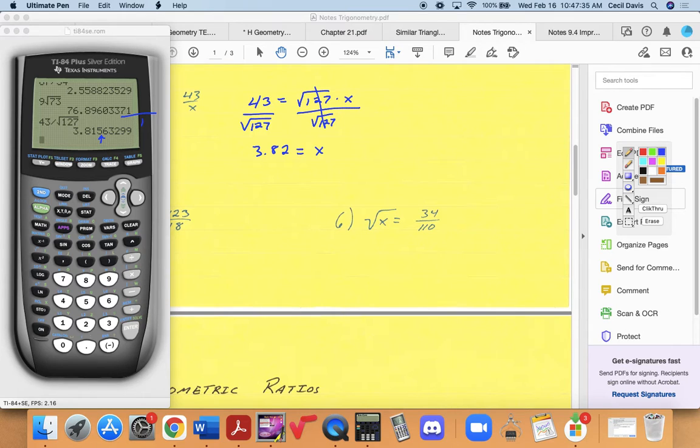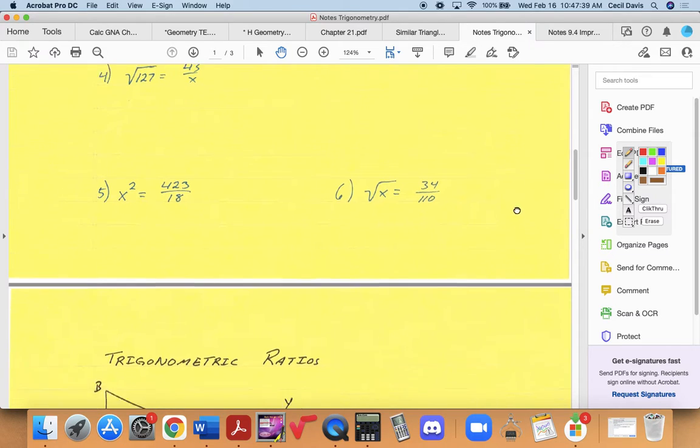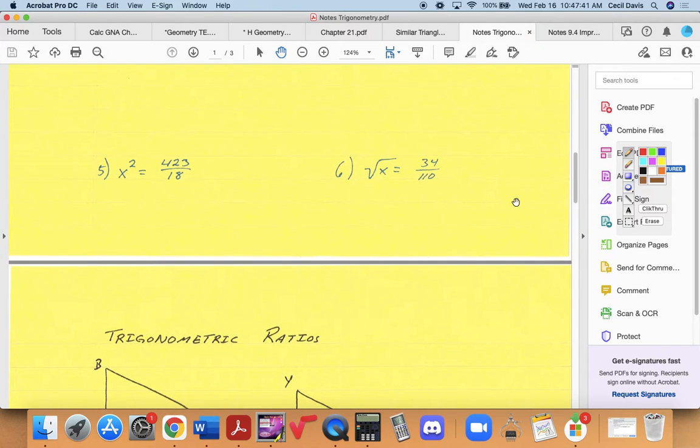Everybody good with that? And again, I'm hoping that most of you are like, this is really easy. If it's not, then you need to practice, but hopefully you think it's really easy. All right, so let's take a look at these last two problems. We have x squared is equal to 423 over 18.